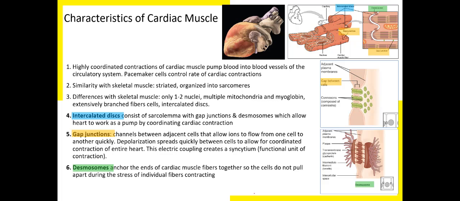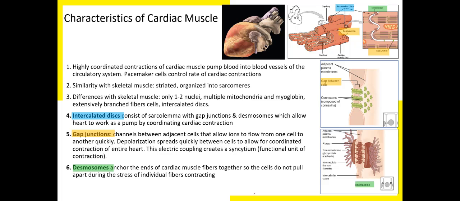So one slide on cardiac muscle, one slide on smooth muscle, and then the rest of the lecture will be on skeletal muscle. So when you think about the heart and you think about the heart pumping, the heart has to pump in a coordinated fashion.